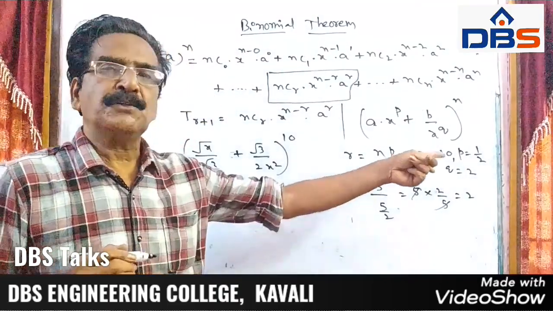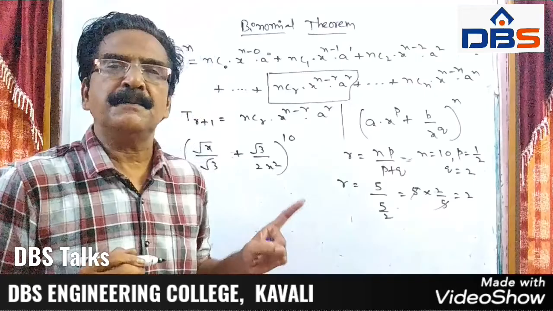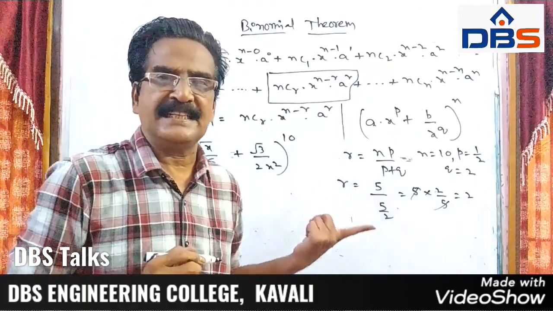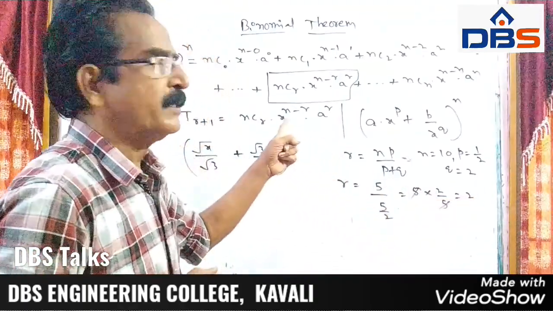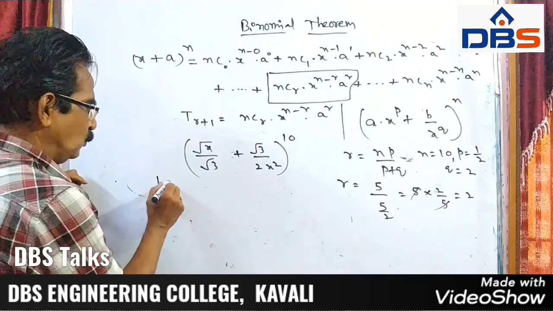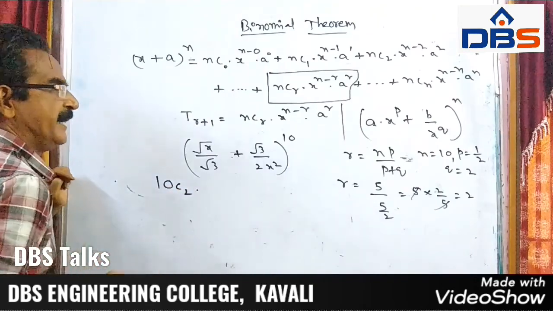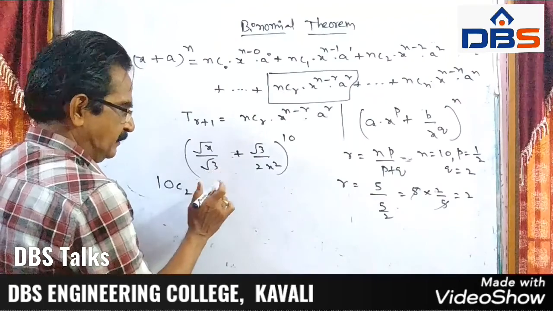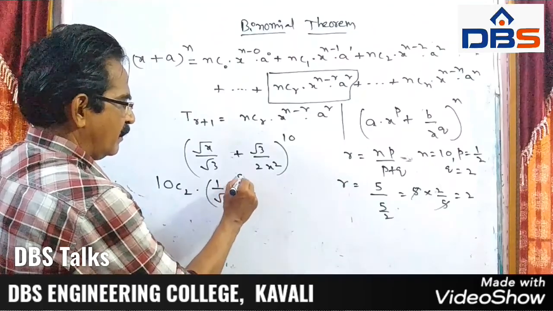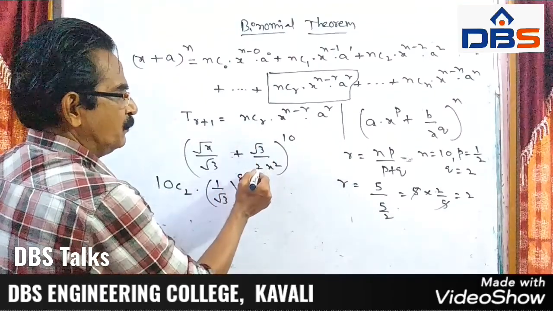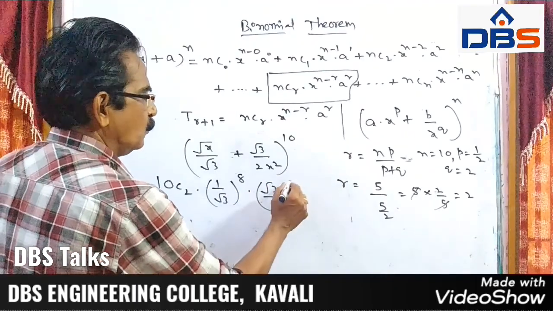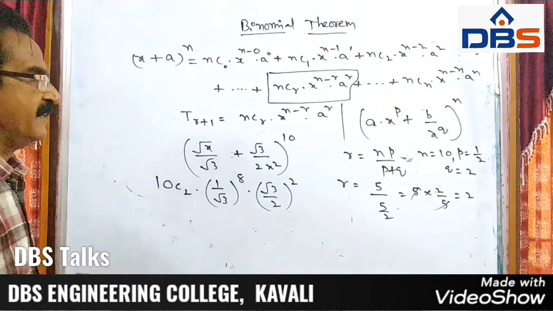So r is equal to 2 means the third term is the term independent of x. Let us write that third term by putting r is equal to 2 in this expansion. Okay, friends. 10c2 into x power, we have to write 1 by 3 whole power n minus r, into a, a means root 3 by 2, whole power r, that is 2.